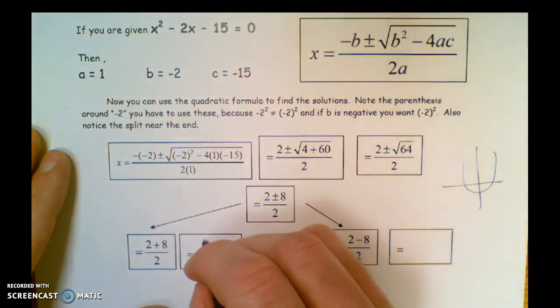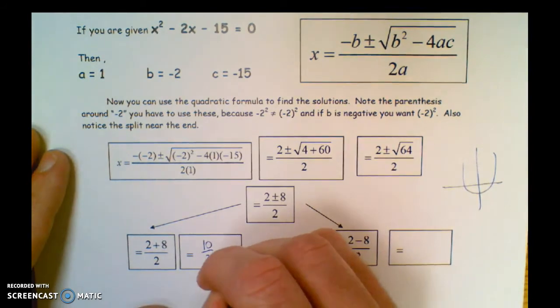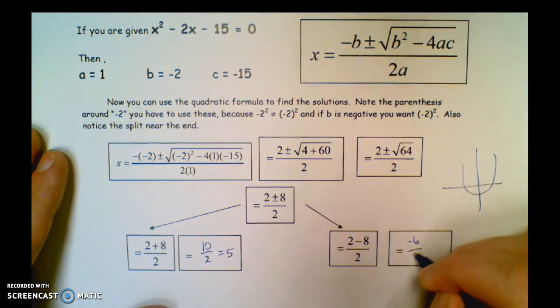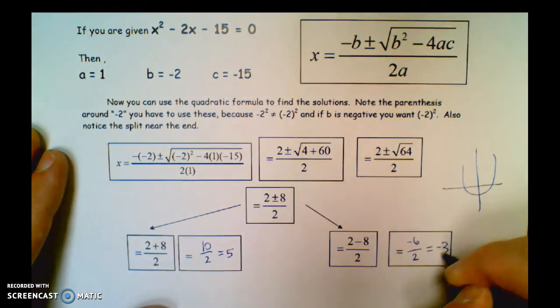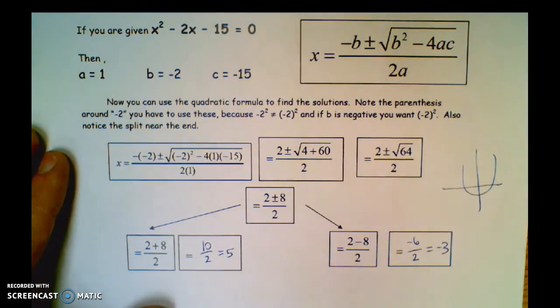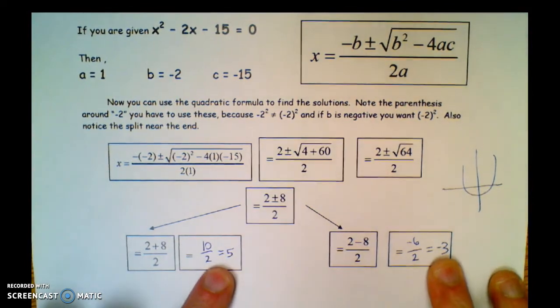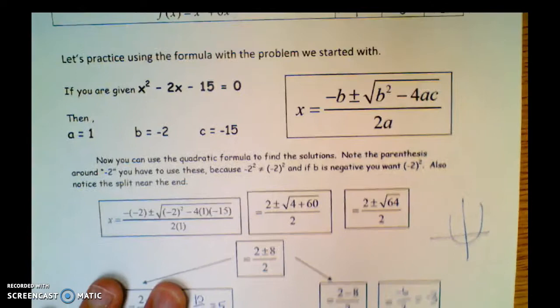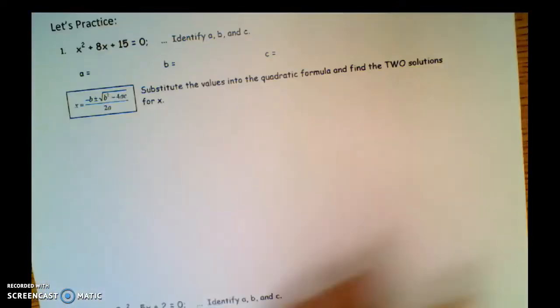So if you add that, 2 plus 8 over 2, 2 plus 8 is 10. 10 divided by 2 is 5. 2 minus 8 is negative 6. Negative 6 divided by 2 is negative 3. So again, we get the same solution that we got with graphing and that we got with factoring. Let's try some practice problems together.